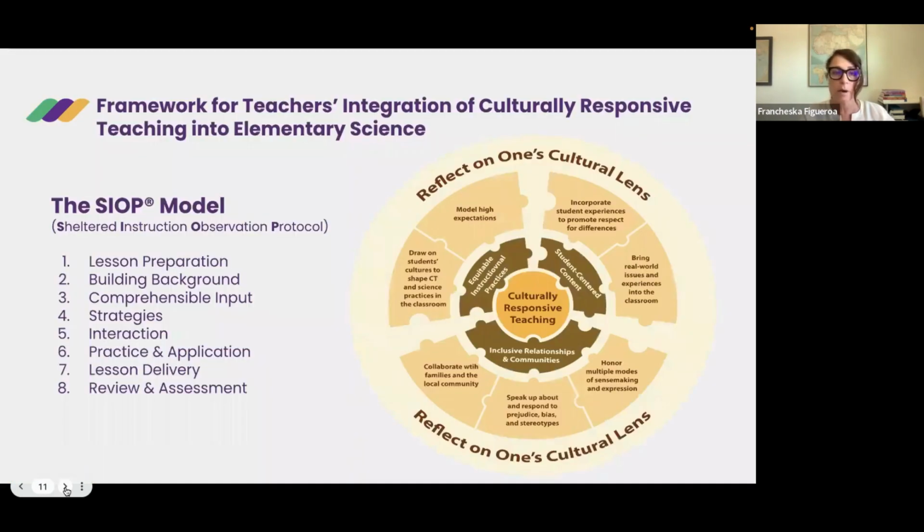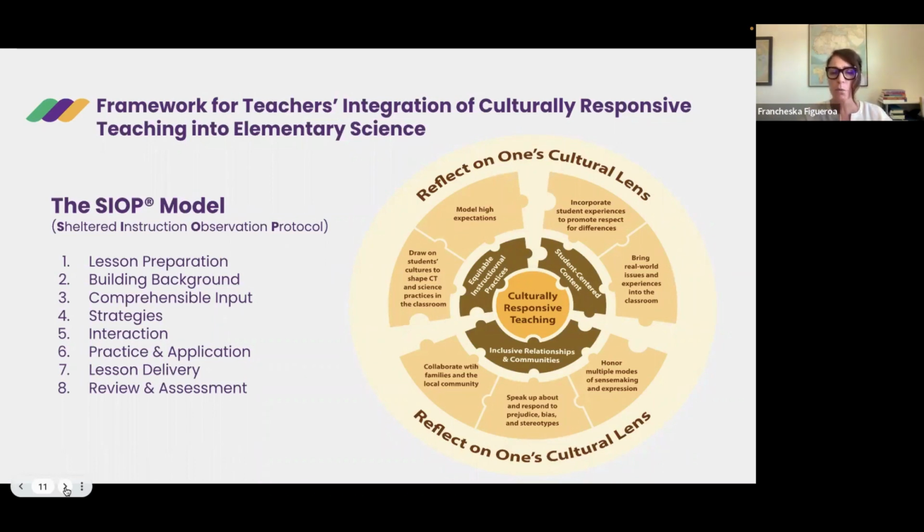So we know the SIOP model, Sheltered Instruction Observation Protocol, has 8 components and around 30 features. And what we created is a framework for asking teachers to reflect on their own cultural lens. So this is really a diagram of a lens, and in the center we have culturally responsive teaching. Around culturally responsive teaching, we have 3 opportunities: equitable instructional practices, student-centered content, and inclusive relationships and communities.